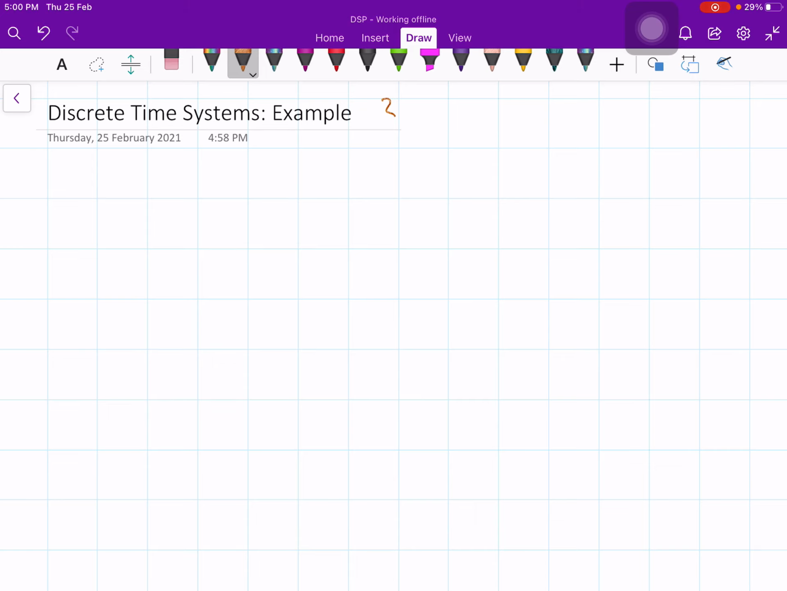So in this lecture, let us consider an example for discrete time systems. In the last lecture, we discussed the frequency response of a discrete time system and the eigenfunctions also. Okay, so let us take an example. We have taken this example earlier also. So I am going to consider the M point moving average system.